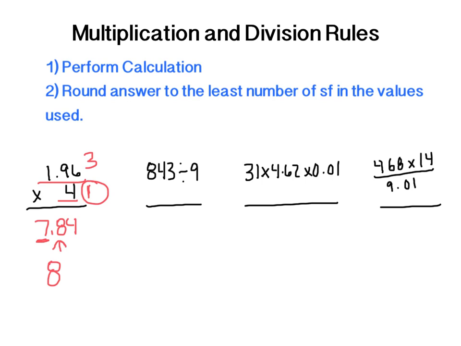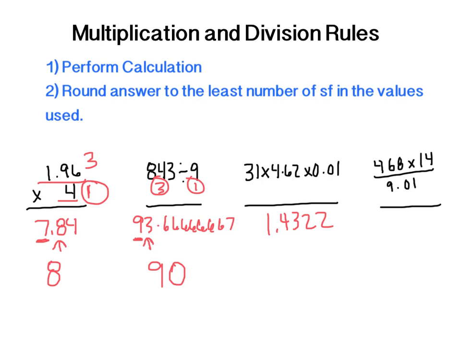This next one, 843 divided by 9 is 93.666666667. And so when we look at our numbers, we have 3 sig figs in this number and only 1 sig fig here. That means we can only have 1 sig fig in our answer. That's this guy right here. We look here, and that means we do not round up. Now the answer is not 9. The answer is 9, but 9 is in the tens spot, so we have to have a placeholder right there. The answer is 90.